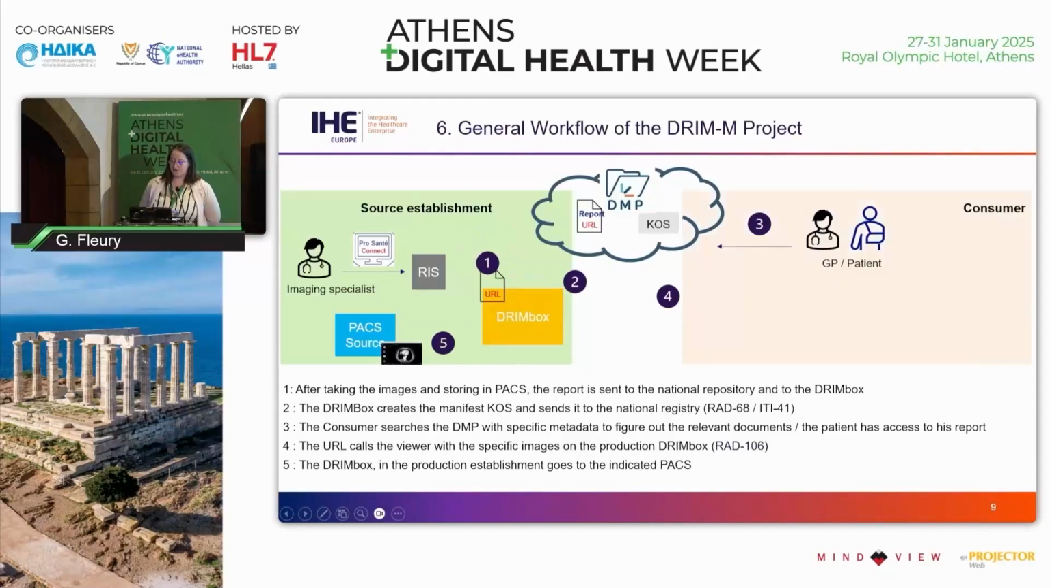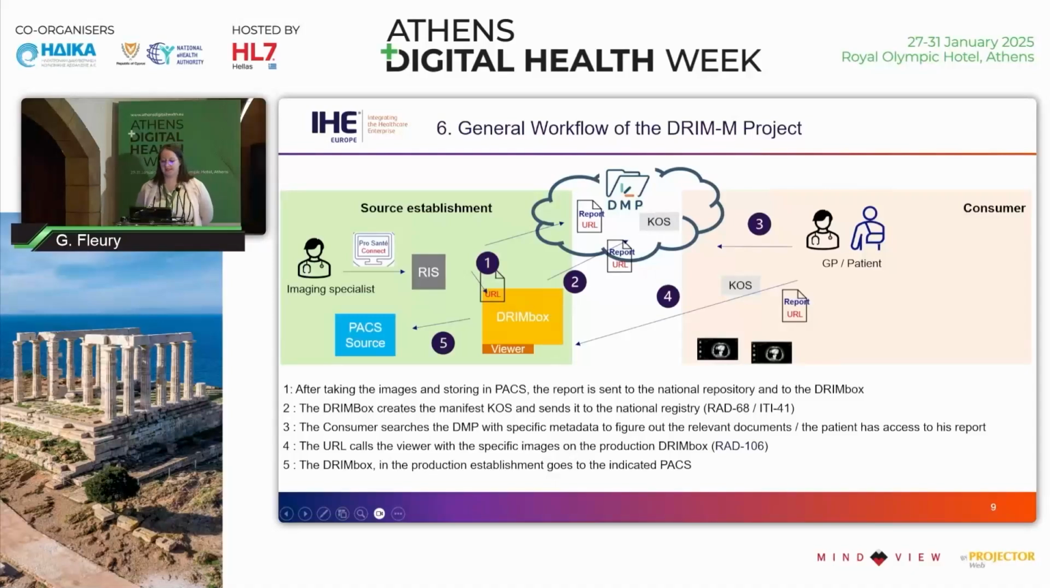The small difference for the general practitioner and patients is that they don't have access to a workstation or a PACS. So the first three steps are the same, but on the fourth one, the patient or physician can, as I said, click on the URL, which can lead directly to the viewer of the DRIM-Box source that still calls for the images on the pack source, but shows them on a website directly accessible to anyone that doesn't have a PACS or workstation.